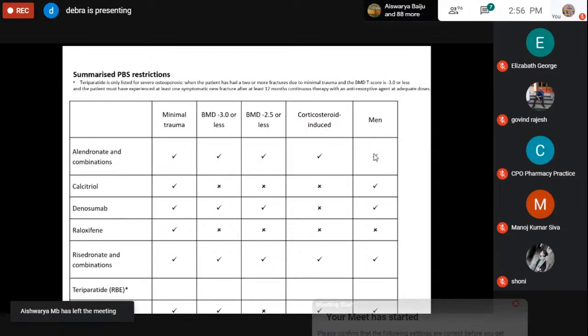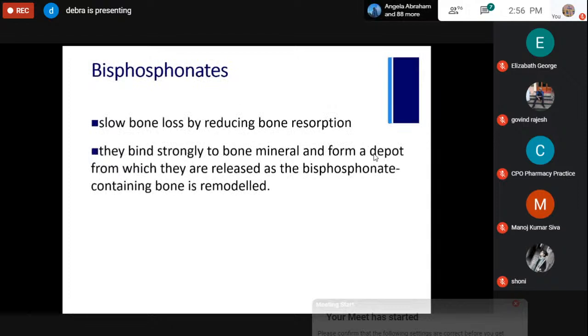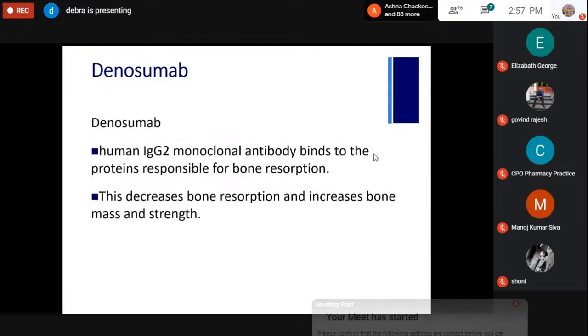And this was just to show the types of medication. So the bisphosphonates slow bone loss by reducing bone resorption. They bind very strongly to bone mineral, and they form a depot from which they are released as the bisphosphonate-containing bone is resorbed. Denosumab decreases bone resorption and increases bone mass and strength.